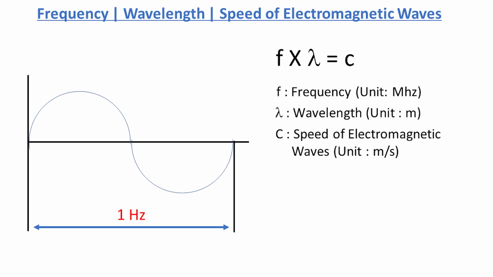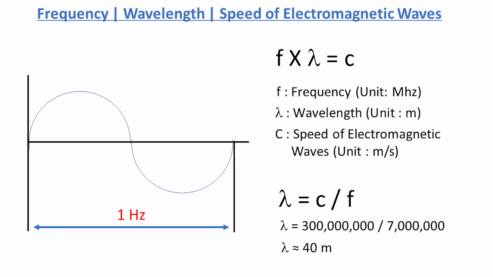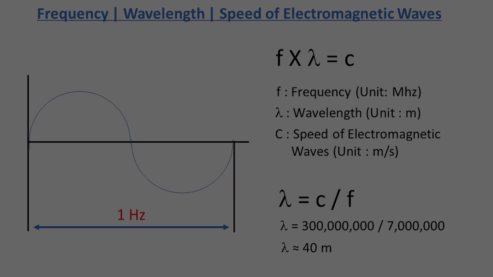The speed of a radio wave, c, is equal to the product of its frequency f and wavelength lambda. This gives us the following formula, which forms the basis for calculating antenna length. For example, when calculating the wavelength of a 7 MHz signal, we find that lambda equals 40 meters.